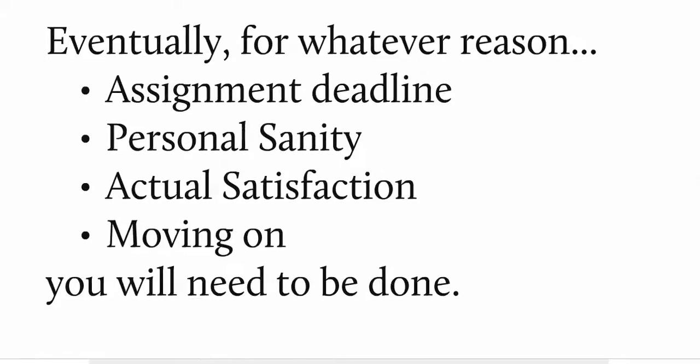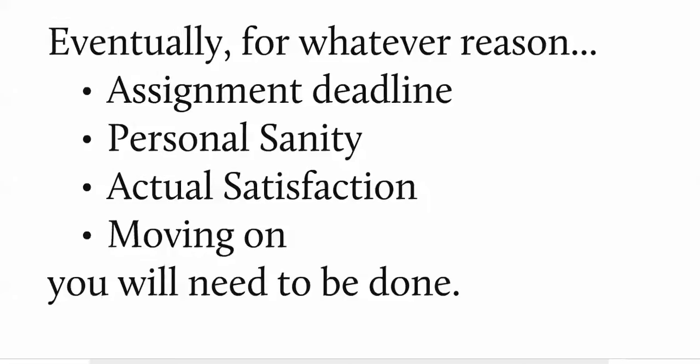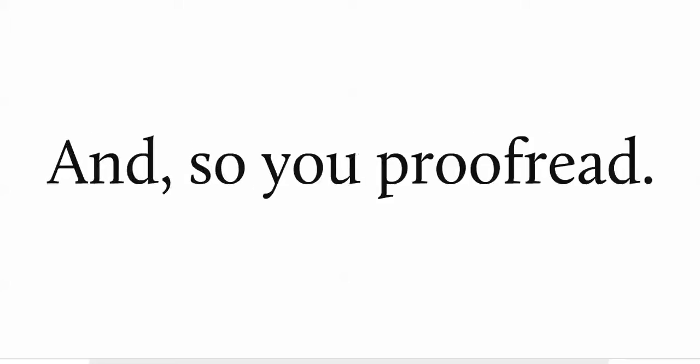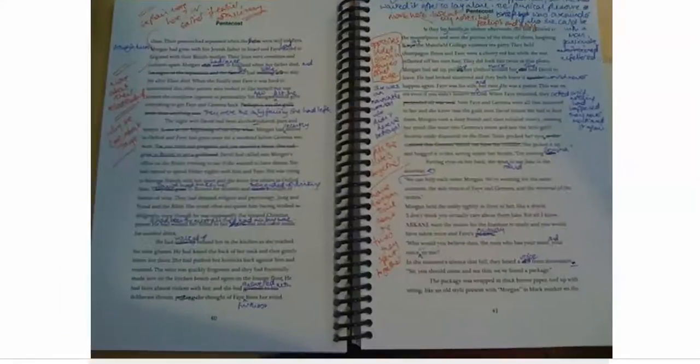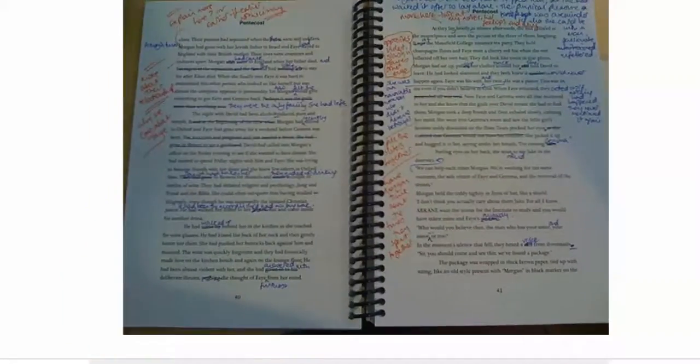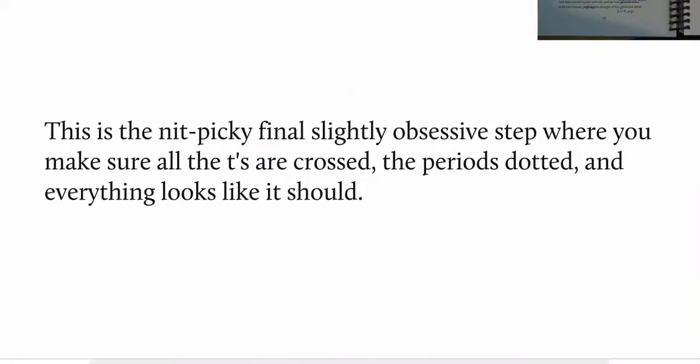Well, usually, for whatever reason, you have to stop writing. And so you decide, I'm done, I'm moving on. And at that point, you proofread. We don't really proofread until this point because what's the point? If you're going to get rid of a lot of stuff or add a lot of stuff, there's no point in proofreading until the end. And sometimes it looks like this, and that's okay. Proofreading is kind of the nitpicky obsessive step where you make sure all your T's are crossed and all your periods are dotted and everything looks the way it should. But it's a pretty easy step, so we don't need to worry about it until the end. And then we turn it in.